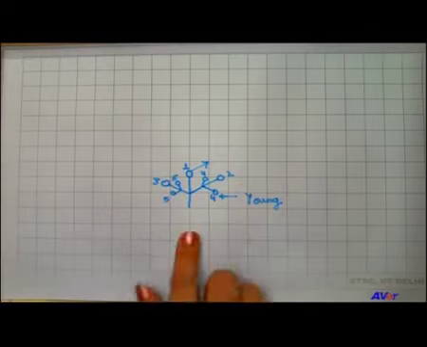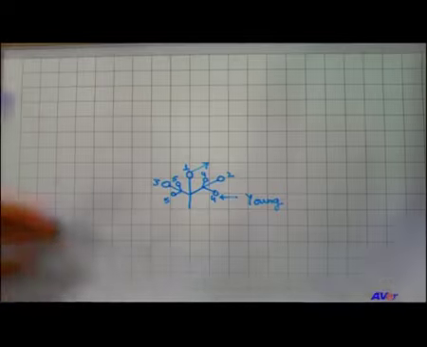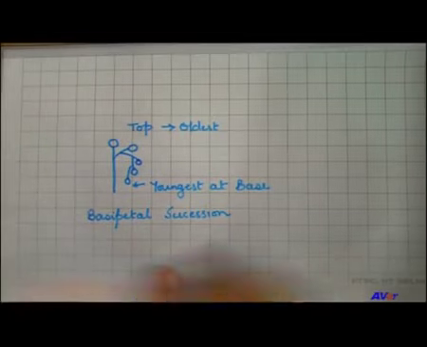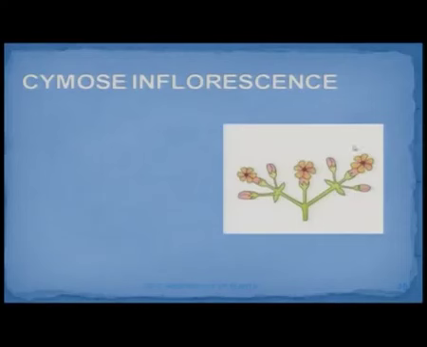So, both these examples are of the cymose inflorescence. Let us rewind. This is a cymose inflorescence. This picture is given in your NCERT. The main floral axis is terminating in a flower here, and then shoots are arising below the main axis and again terminating in the flowers.